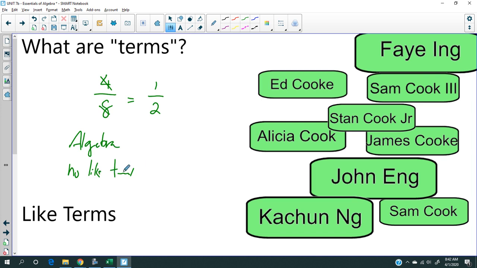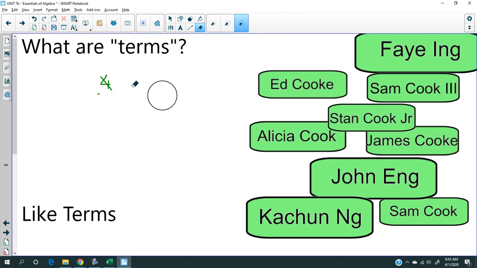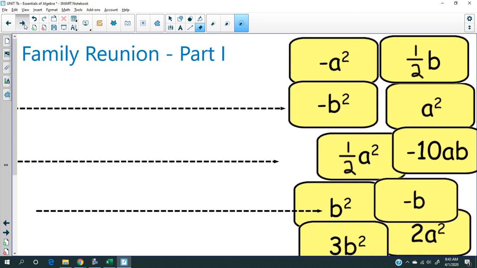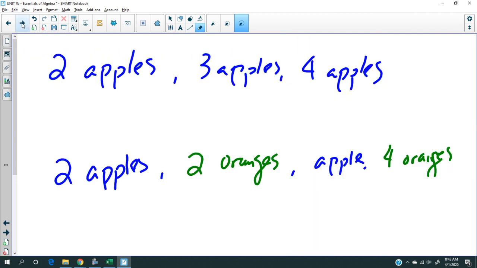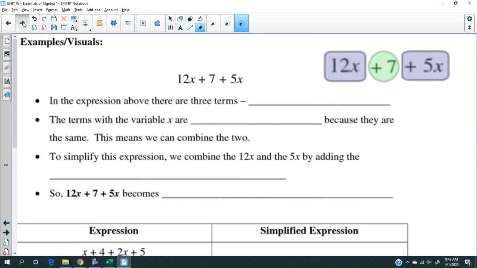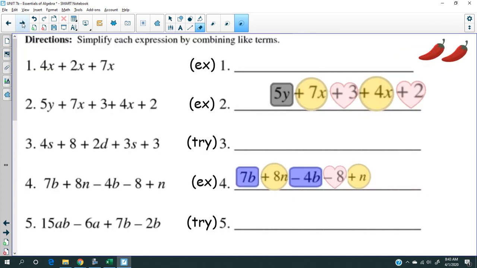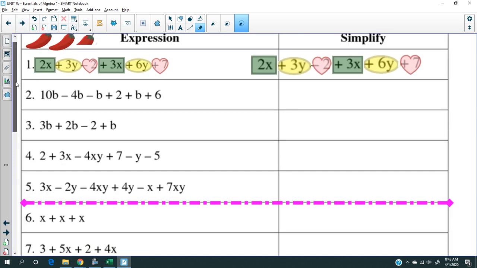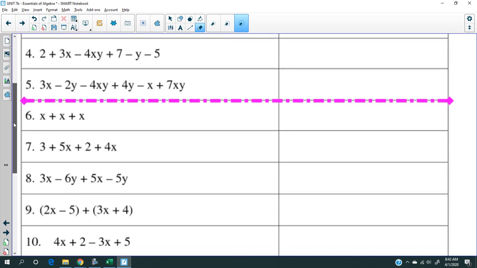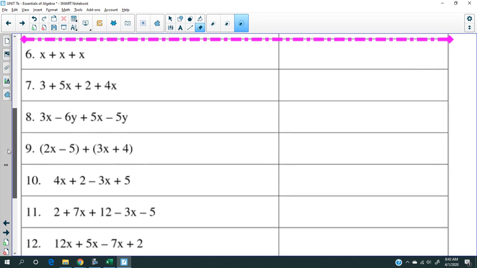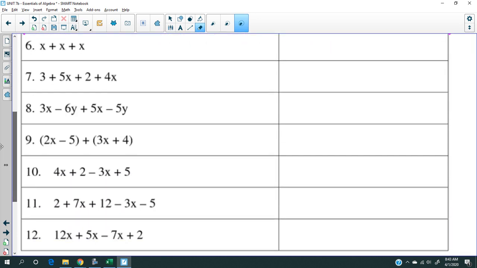No like terms and no parentheses. That's what that means. So next week when we do the distributive property, we're going to explore the second phase, which is how do you get rid of a parentheses in an expression. So yesterday we left off here, with the 2.5 chili peppers. So today we're going to take it from here. We'll do the 6 to 12.